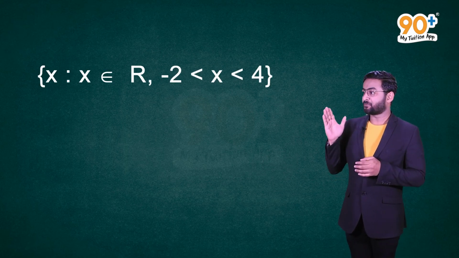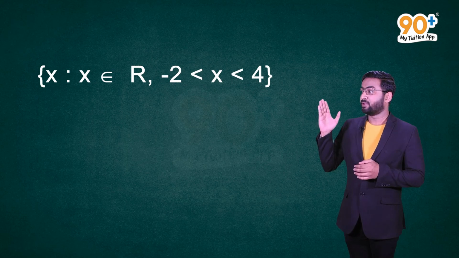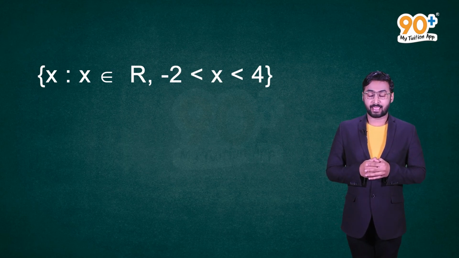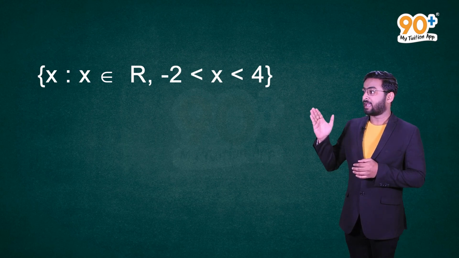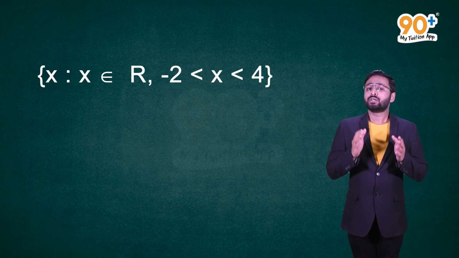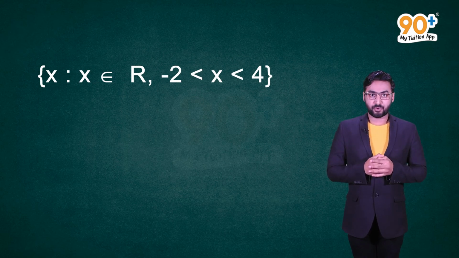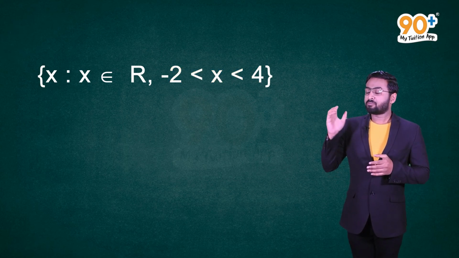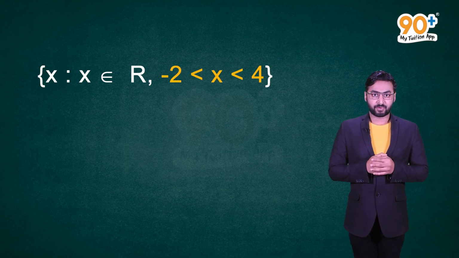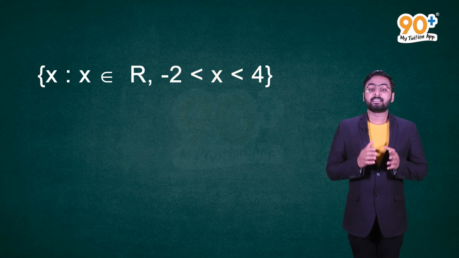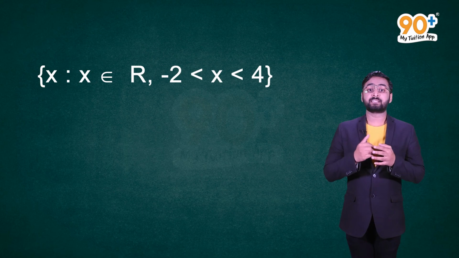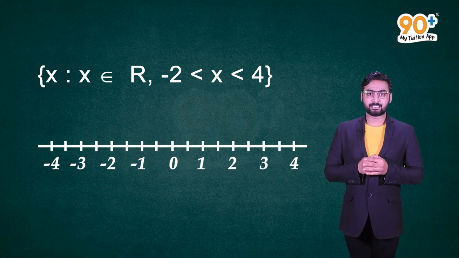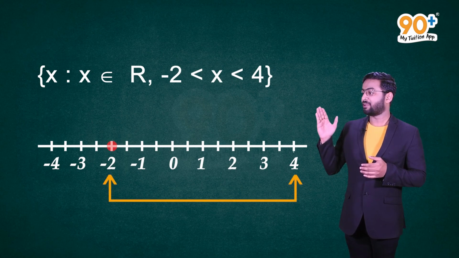Consider the set of all x such that x belongs to the set of all real numbers and -2 is less than x and x is less than 4. So how can we write this set in interval form? Let's take a look. As you can see, the condition given here is x is greater than -2 and x is less than 4. So this set represents the elements that lie between -2 and 4. Now, if we represent this set on the number line, we can see the two endpoints -2 and 4.